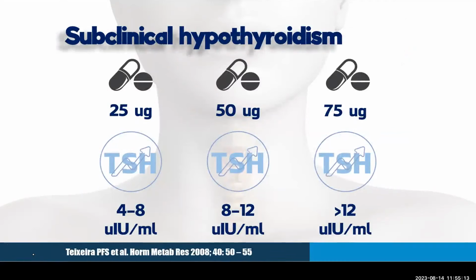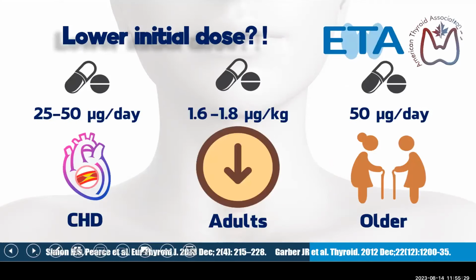So if at the time of diagnosis the TSH is 4 to 8, you may initiate levothyroxine at 25 micrograms per day. If it is 8 to 12, 50 micrograms per day, or if it is greater than 12, you may initiate levothyroxine with 75 micrograms per day.